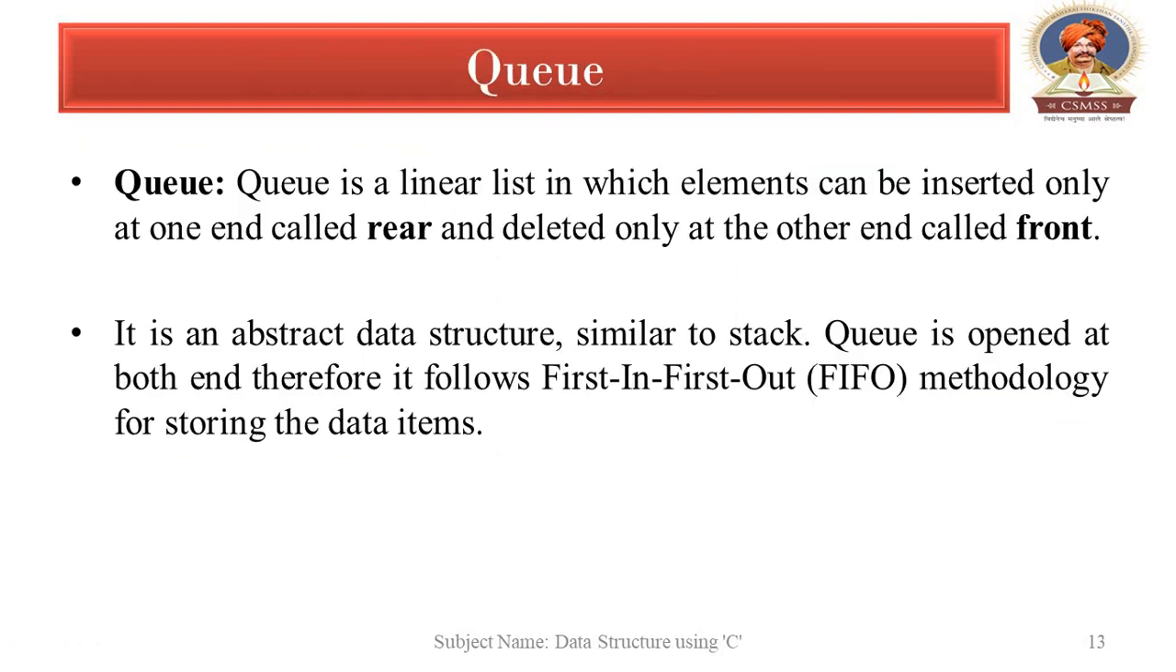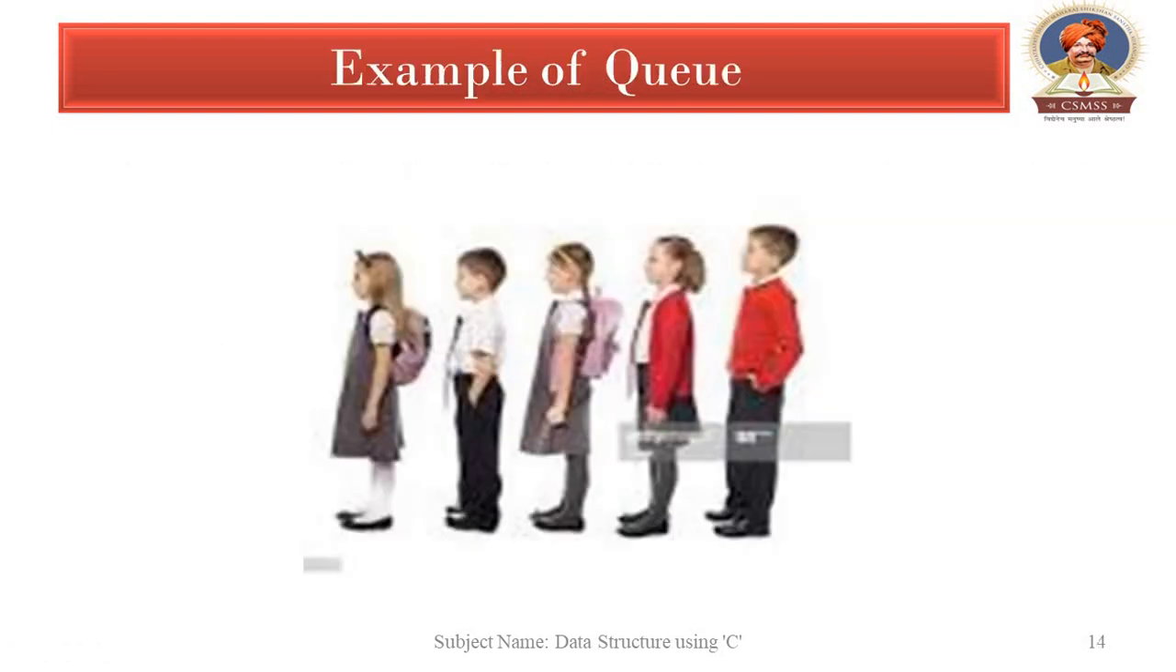Queue. Queue is a linear list in which elements can be inserted only at one end, that is called as a rear, and deleted only at the other end, that is called as a front. It is an abstract data structure similar to stack. Queue is opened at both ends, therefore it follows first in first out methodology for storing the data items. The example of queue, that is students standing in the queue.